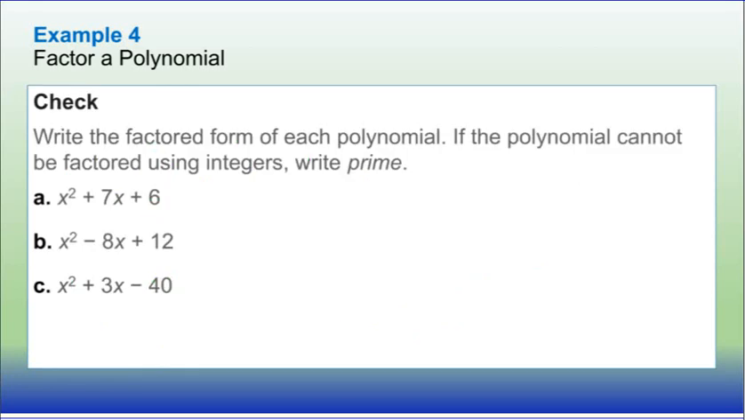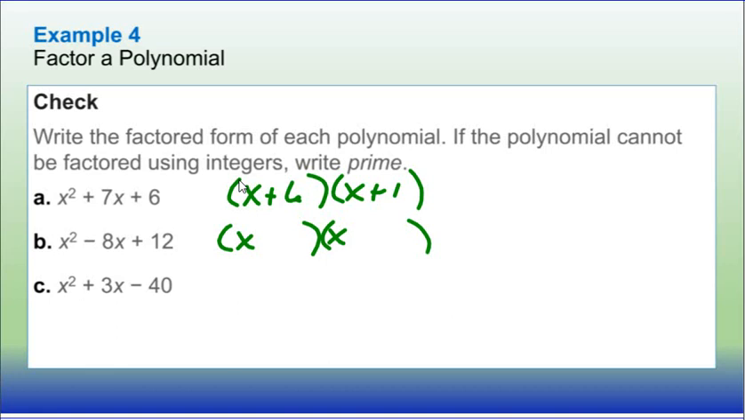Next, factor these, and if you can't factor it, it would be prime. So I think, what do I multiply to get 6, but add them together gives me 7. I know that this would be x plus 6 times x plus 1. 6 times 1 is 6, 6 plus 1 is 7. Next one, you get 12 and add them together gives you negative 8. I could do negative 6 and negative 2, because negative 6 times negative 2 is 12, and negative 6 plus negative 2 is negative 8.